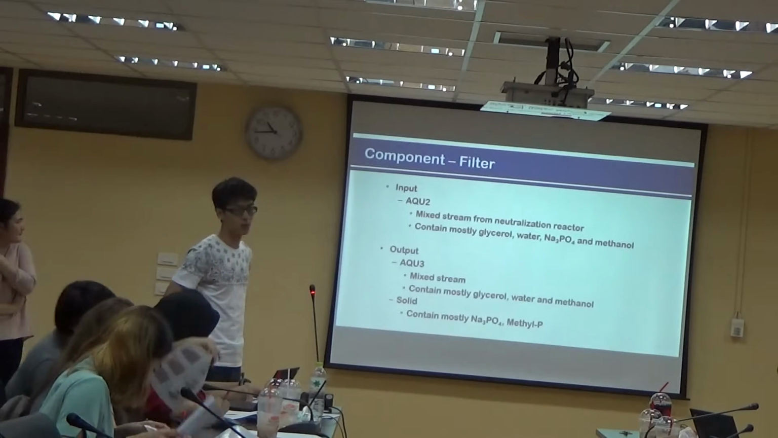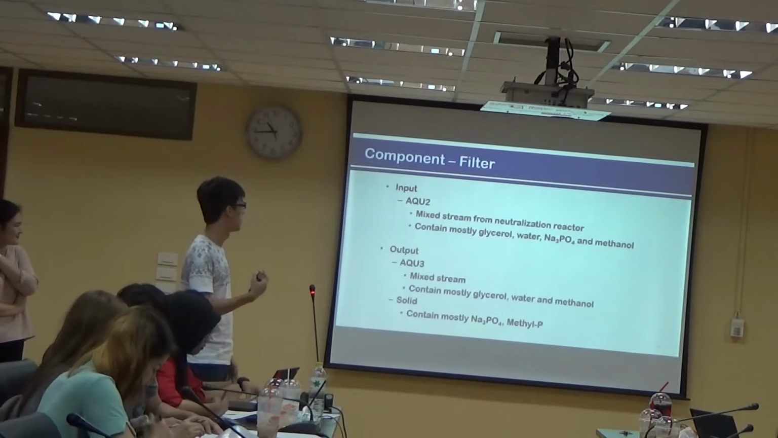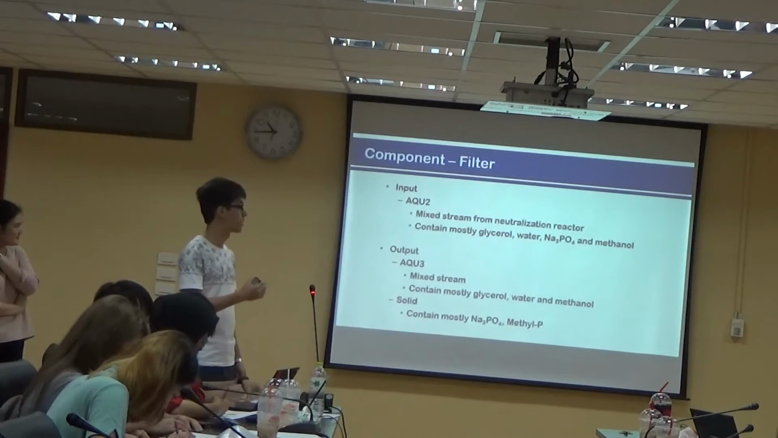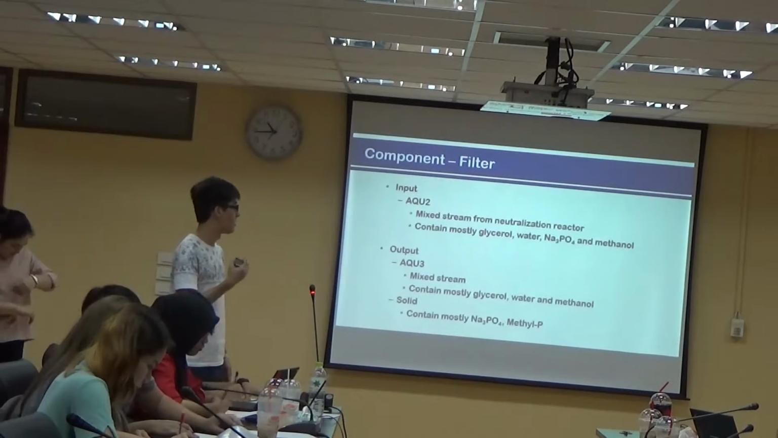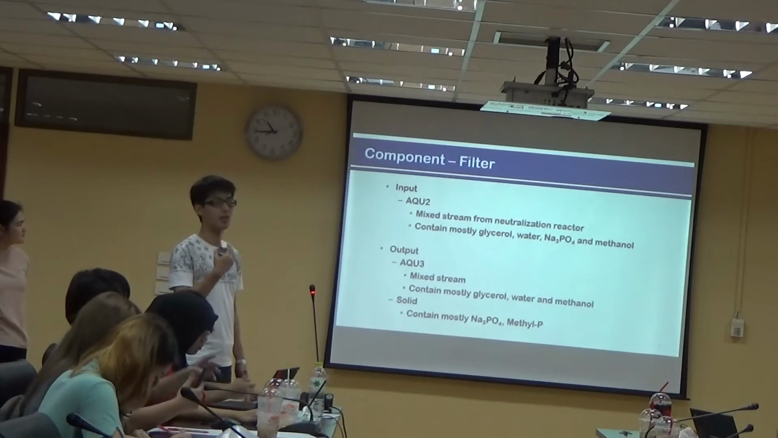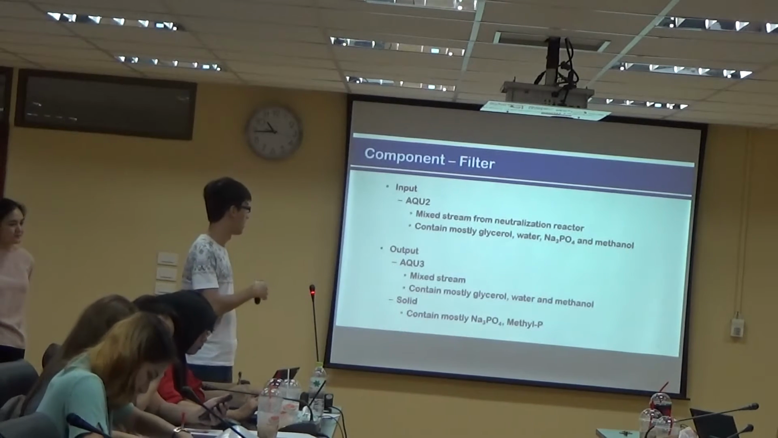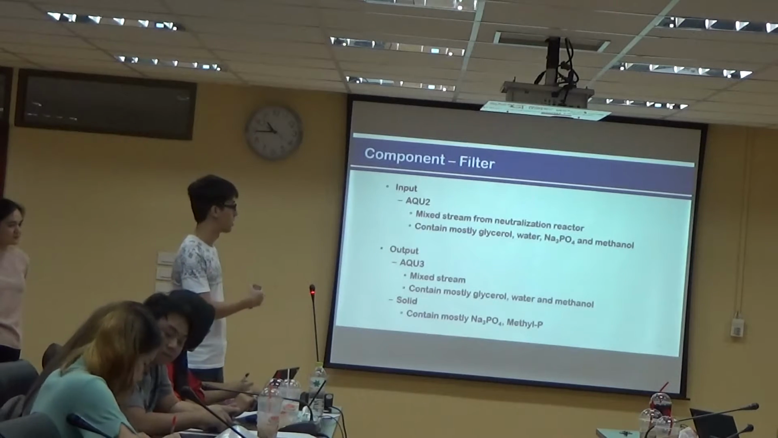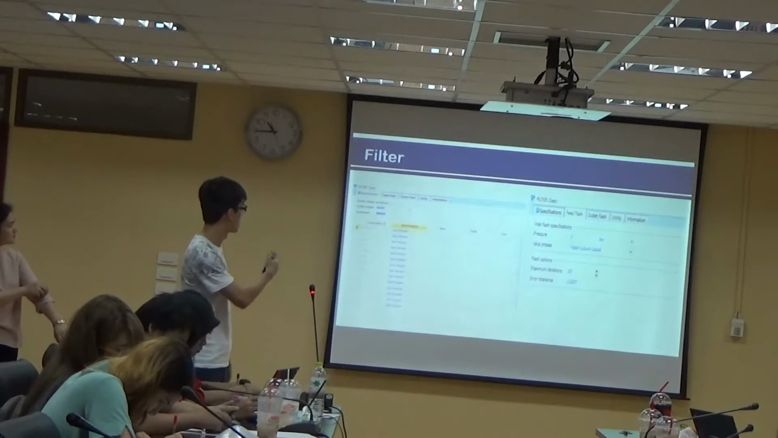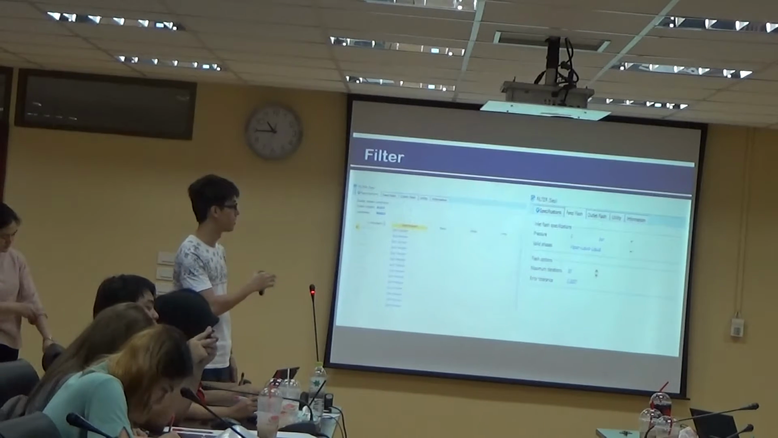And for the next one, the filter. The process of the filter is to filter out the solid, which is trisodium phosphate. So the input will come from the neutralization reactor, and it will contain mostly glycerol, water, sodium phosphate, and methanol. The output will be the mixture sent into the glycerol purification column, and it contains mostly glycerol, water, and methanol. And for the solid part, it contains mostly trisodium phosphate and methanol. And for the filter, there's a filter type. And we set it as no pressure drop, and the maximum purification is 30, and the error of filtration will be around 0.001.